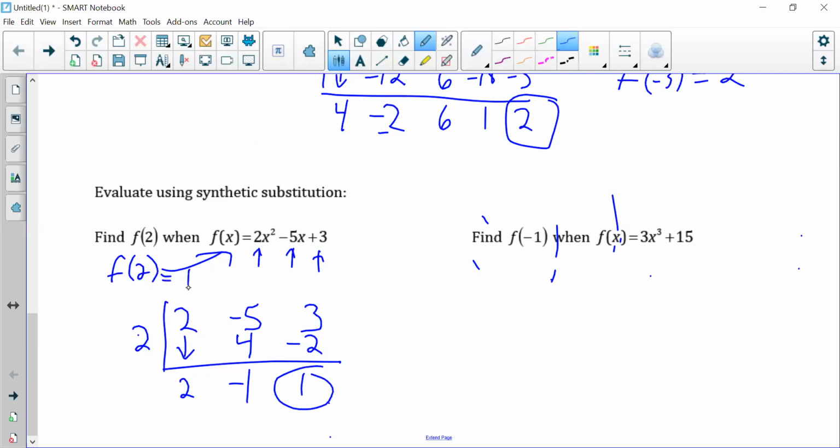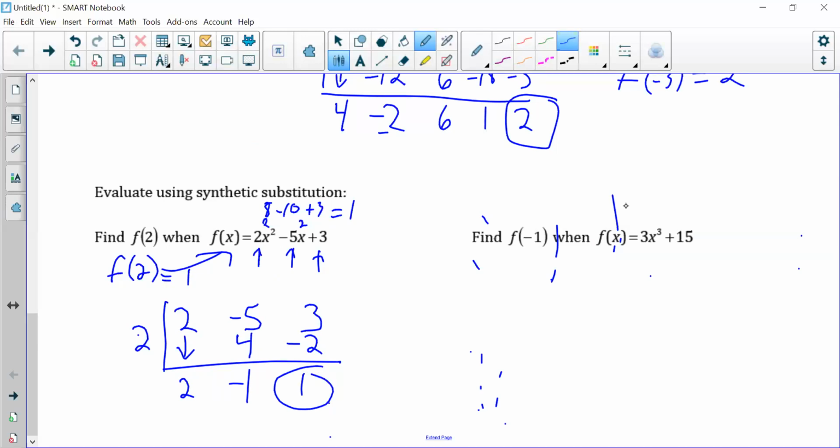And if we wanted, we could check this, right? If I plugged in 2 everywhere that there was an x, let's check it. So 2 squared is 4, times 2 is 8, so 8. Negative 5 times 2 is negative 10, plus 3. So 8 minus 10 is negative 2, plus 3 equals 1. So we know this works. We've got the correct answer.